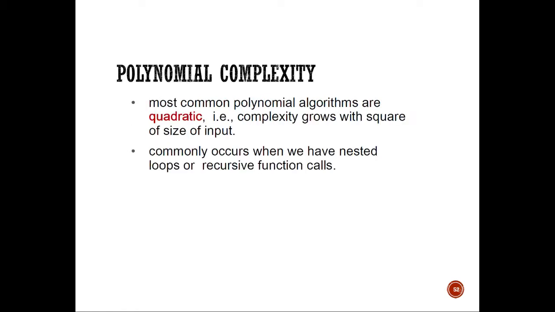Another known complexity class is the polynomial class. One example of that is the quadratic. So the quadratic is a polynomial of order 2. However, we can have other higher order polynomials, such as, for example, of order 3 or 4. And this commonly occurs when we have several levels of nested loops or recursive function calls.